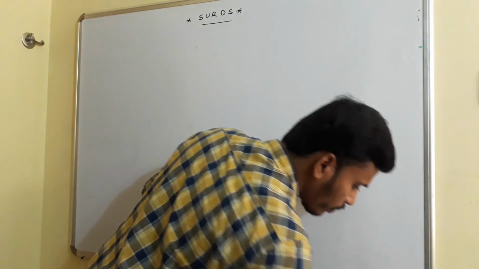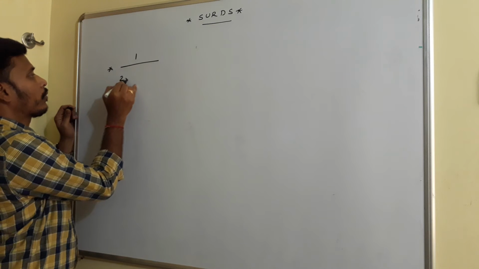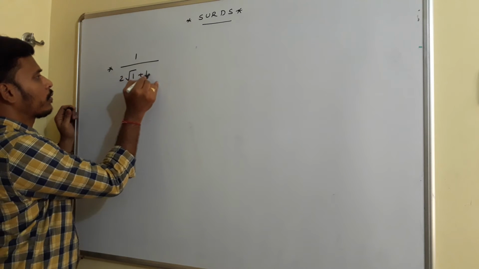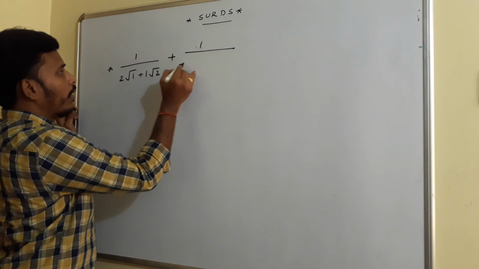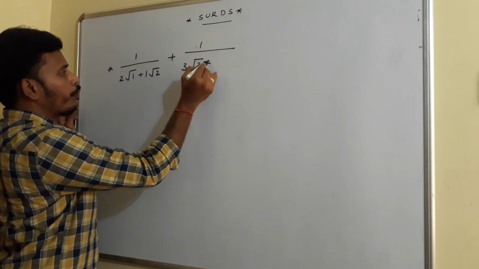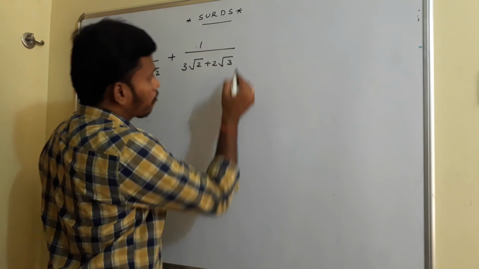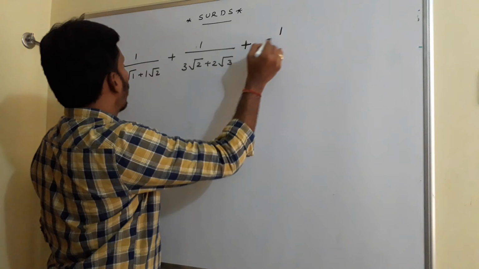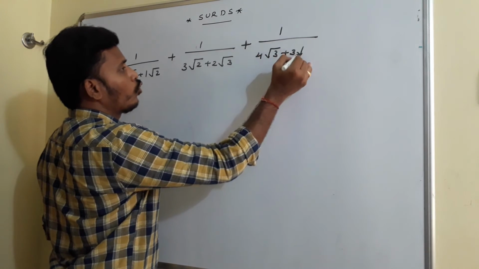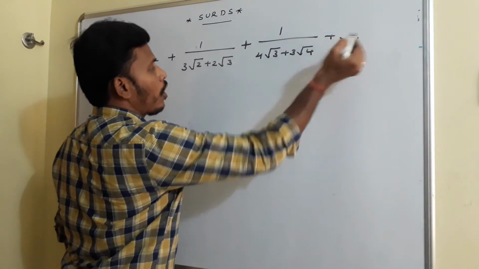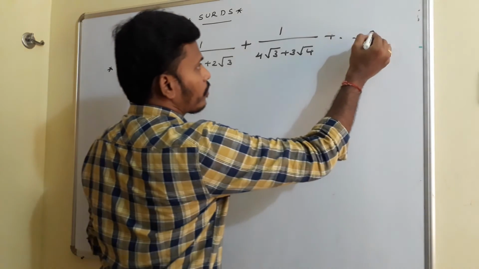The problem is 1 by 2 root 1 plus 1 root 2, plus 1 by 3 root 2 plus 2 root 3, plus 1 by 4 root 3 plus 3 root 4, plus and so on. It may consist of 24 terms.